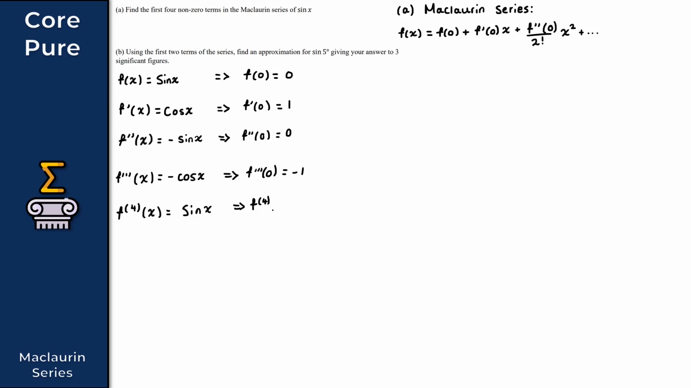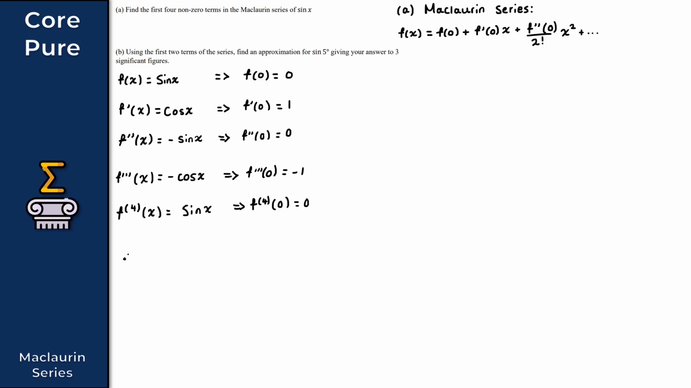So the fourth derivative here is just equal to 0, right? This pattern will just repeat here. Okay. So at this point, we actually now have everything that we need to find the first four non-zero terms in the Maclaurin series of sine x.